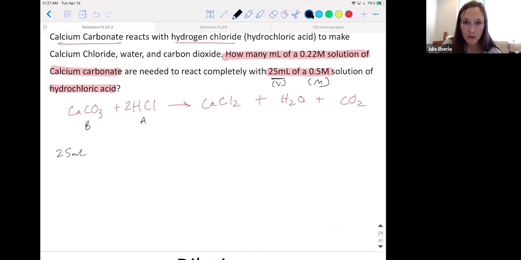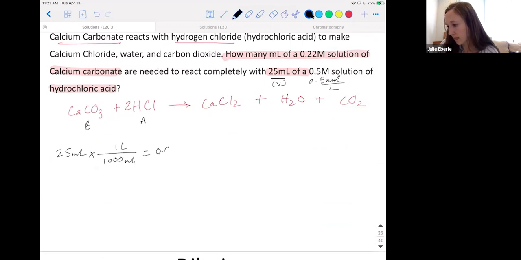What do we have to do first? We can't convert milliliters. Molarity is mole per liter. Bradley says change it to liters. Yep, that's right. So this is 0.5 mole per liter. I can't use milliliters. I got to convert it to liters. So for every 1,000 milliliters, it's 1 liter. All right, I can use this now, 0.025 liters.